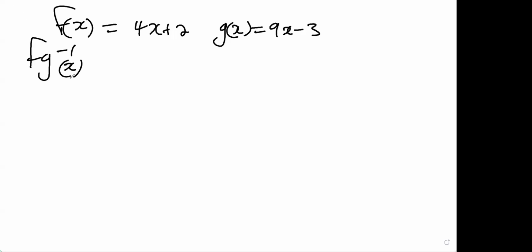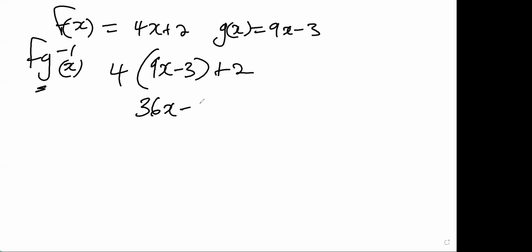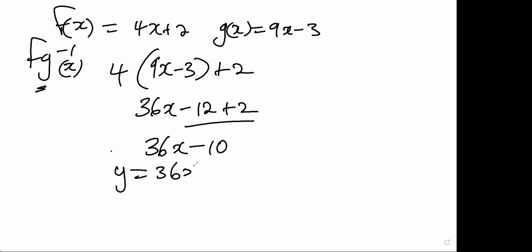All right, so G first. So that's 9x minus 3. And then, of course, F, which is 4x plus 2. 4 times 9 is 36. 4 times negative 3, negative 12. The 12 is bigger, so this is going to give us minus 10. And we change the function to y and interchange x for y, y for x.